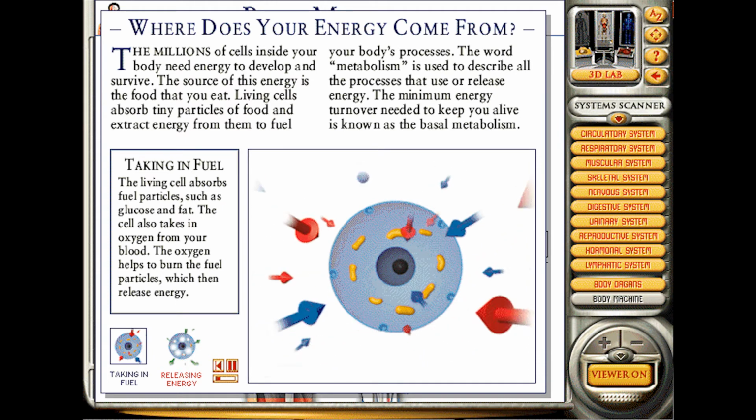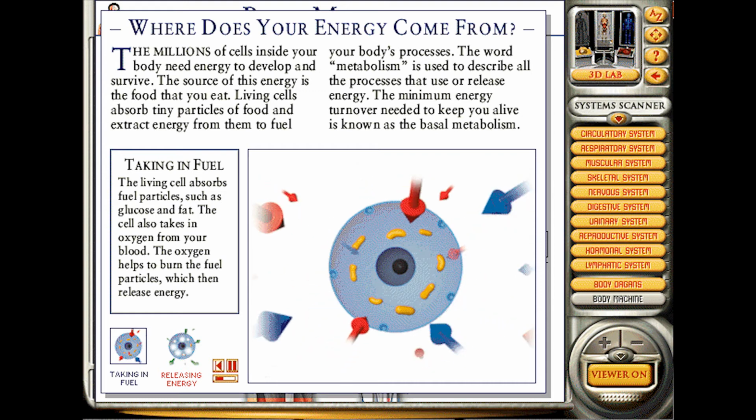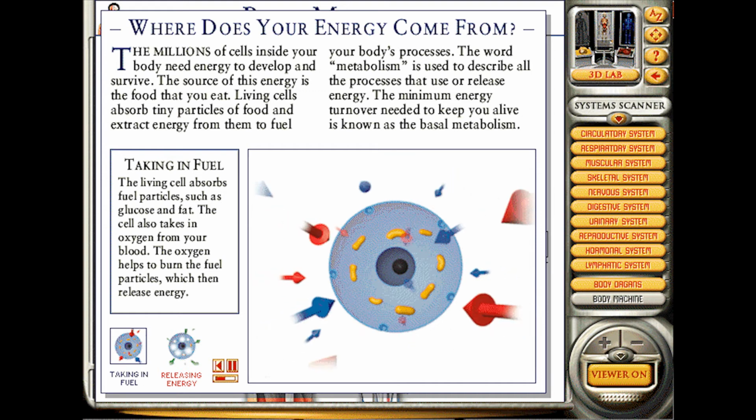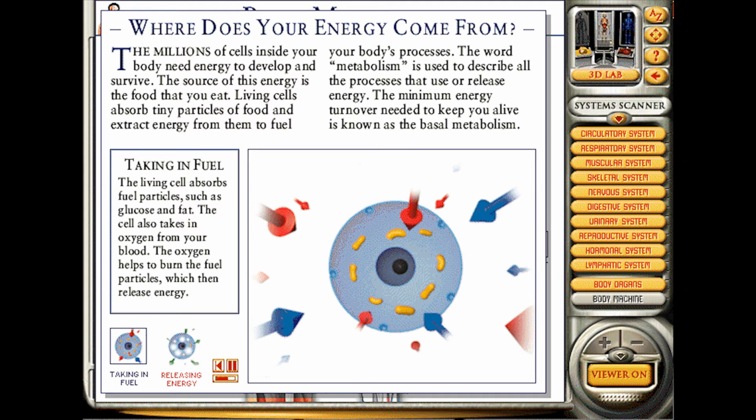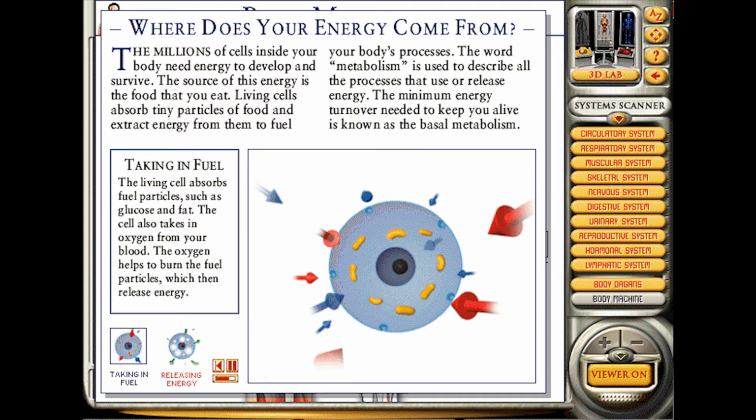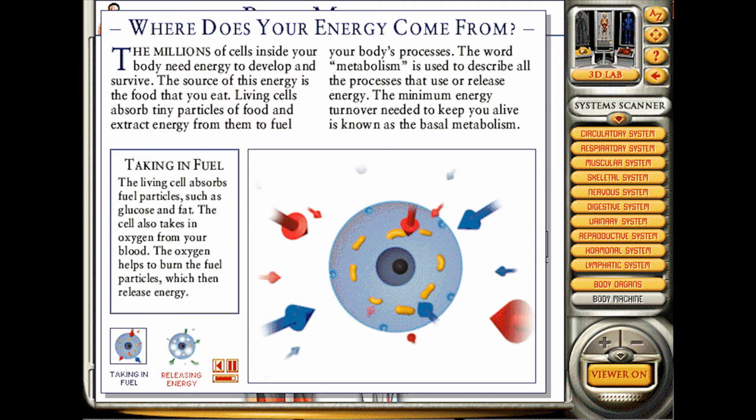Your body's cells are constantly supplied with food and oxygen from the bloodstream. The blue arrows represent food and the red arrows oxygen. Parts of the food are used as fuel by the cells to release energy for vital functions. Other parts are used to maintain and repair the cell itself.